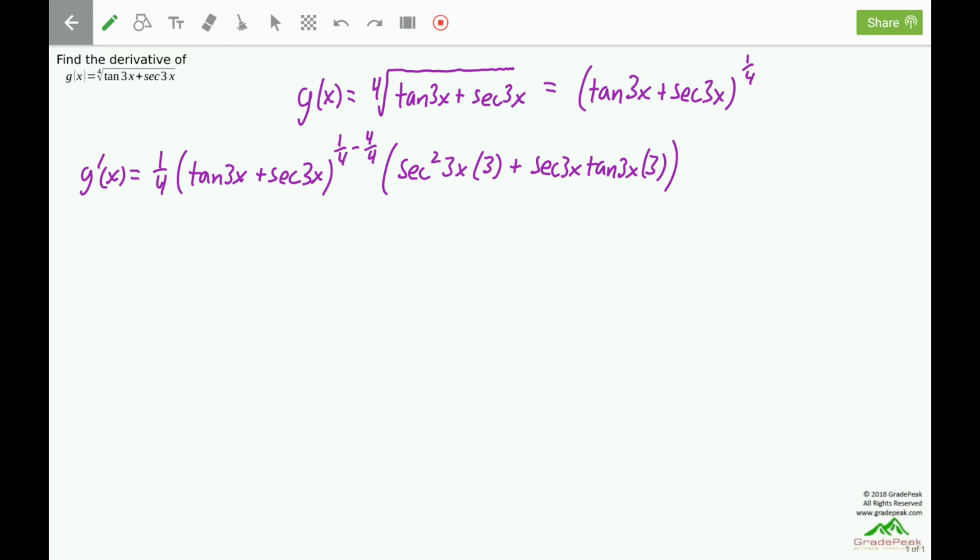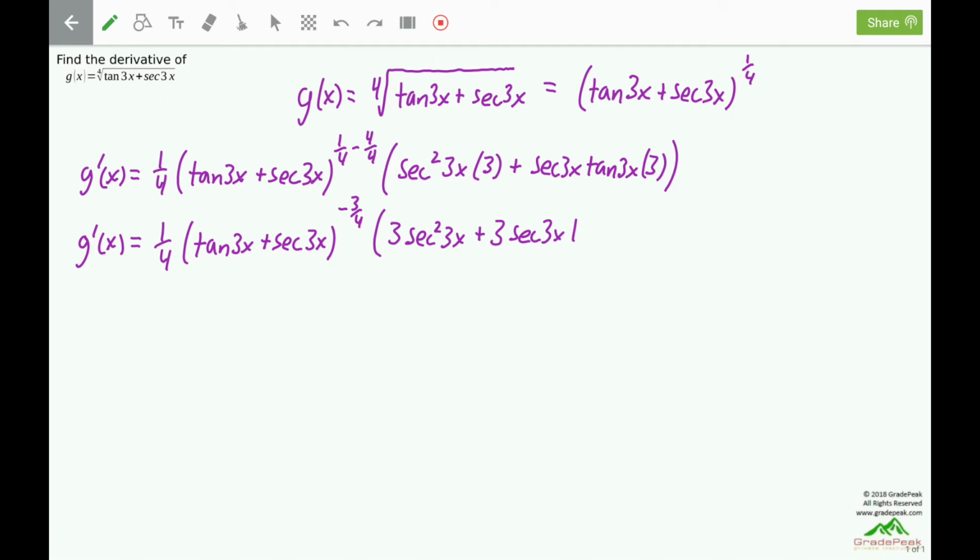All right, let's just simplify this a little bit here. So g prime of x will be 1/4 tangent of 3x plus secant of 3x raised to the 1 minus 4, so negative 3 over 4. And then we have, let's move the 3 to the front, 3 secant squared of 3x plus 3 secant of 3x tangent of 3x.